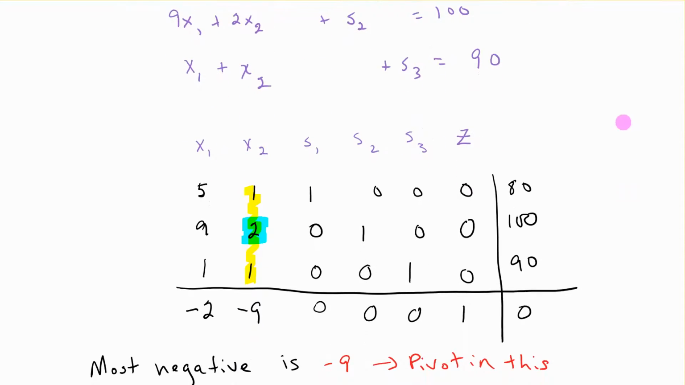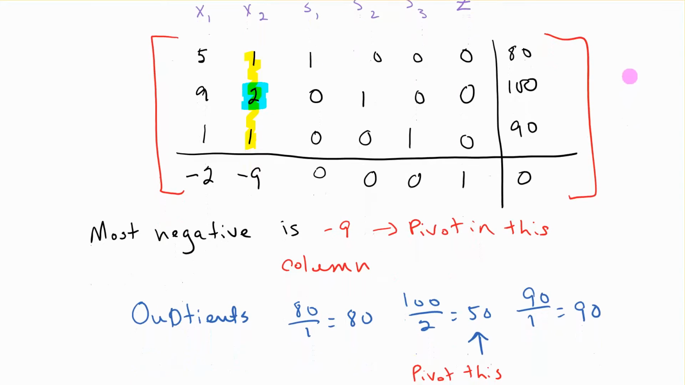Then I make my initial tableau: X1, X2, S1, S2, S3, Z, and my constants. All right. The most negative is -9, so I'm going to pivot in this column. The quotients are 80 divided by 1, 100 over 2, 90 over 1. The smallest is 50, so I'm going to pivot here, okay?